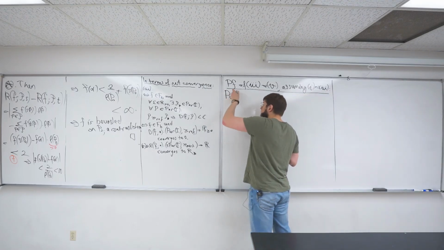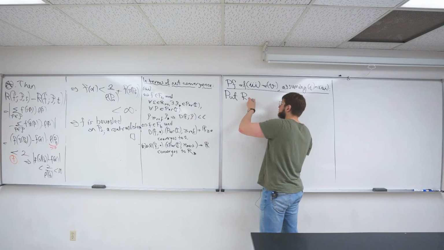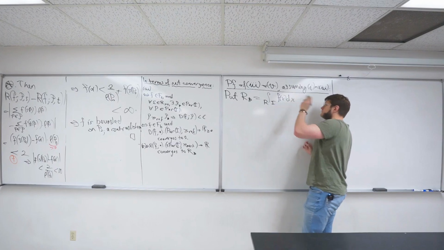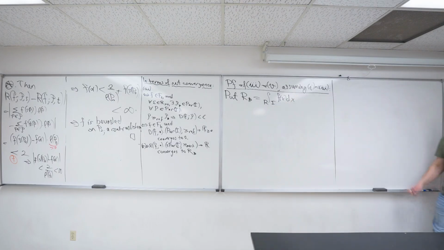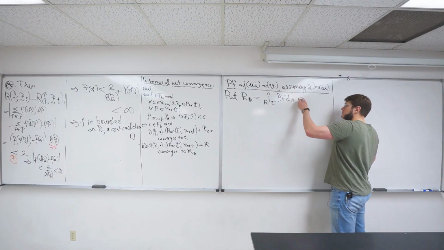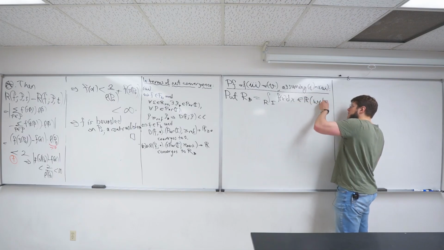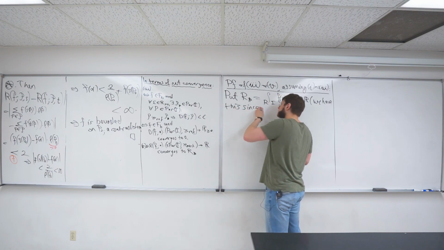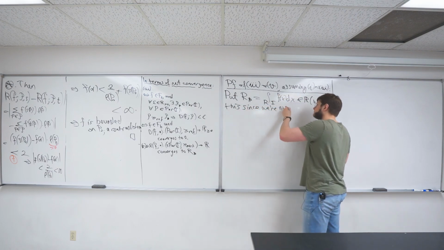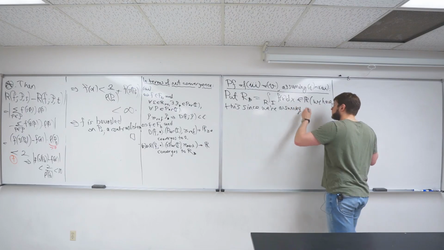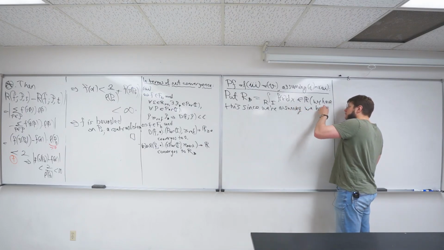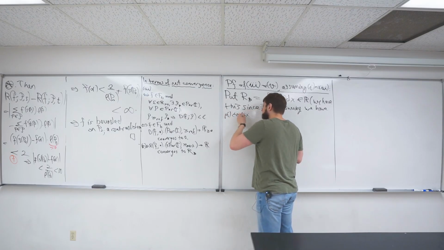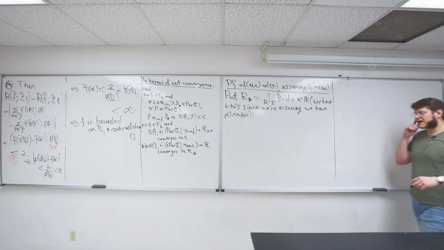So put r star to be the Riemann integral. This is a well-defined real number because we're assuming 1 implies 3 and vice versa. Since we're assuming this, we have 1 and 3 are equivalent. Okay, so I have my targets.